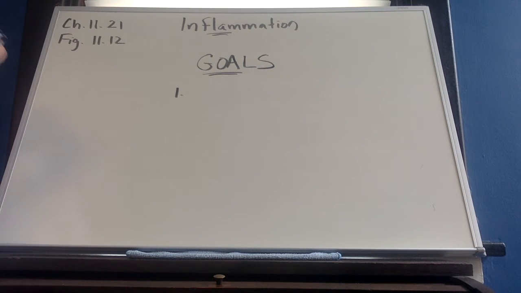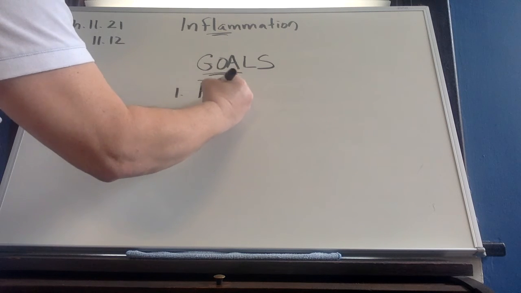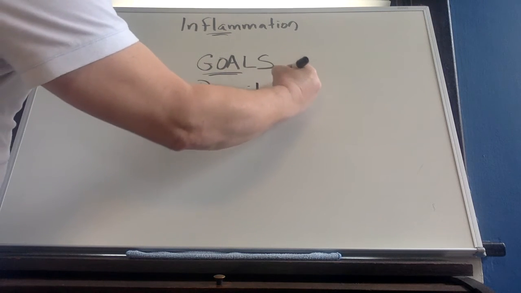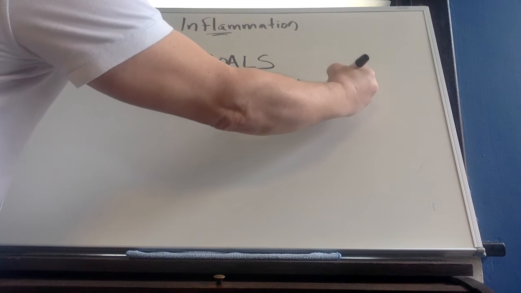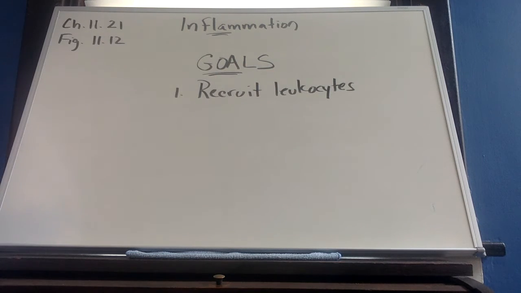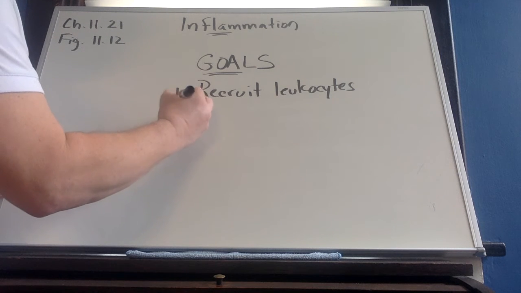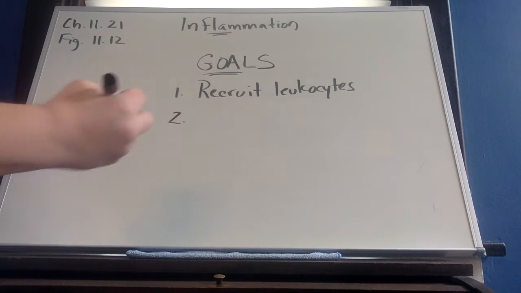One of the goals, as we've seen with many of our things, is we're going to recruit leukocytes to our site that has been impaired. So remember, we have both a cellular and a molecular response in our secondary lines of defense. And one of those primary roles is to get as many leukocytes there as possible to deal with whatever problem has arisen.